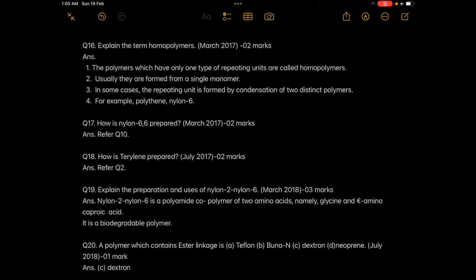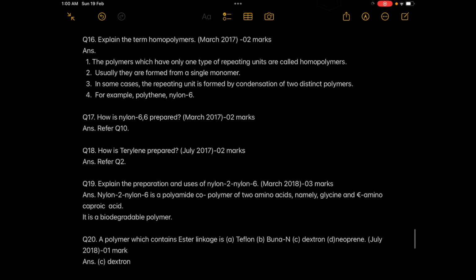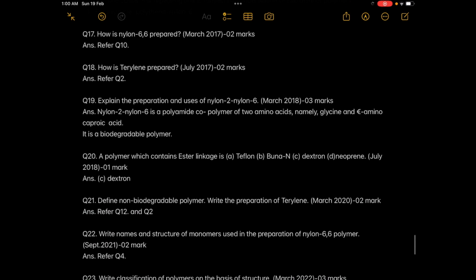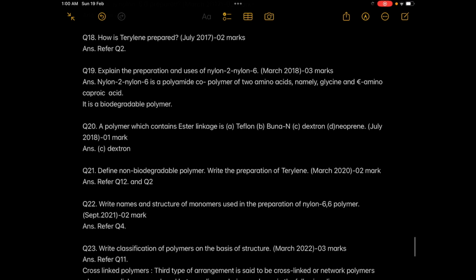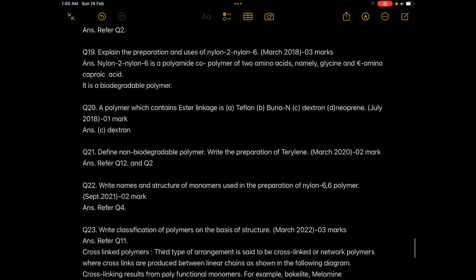The next one is how is nylon 6,6 prepared. You can refer question number 10. How is terylene prepared? Refer question number 2. Explain the preparation and uses of nylon 2, nylon 6. Now this was again in the old syllabus wherein the preparation was given. Now the question is carrying 3 marks. We simply have the monomers over here, that is glycine and epsilon amino caproic acid, and nylon 2, nylon 6 is a polyamide copolymer and it is a biodegradable polymer.